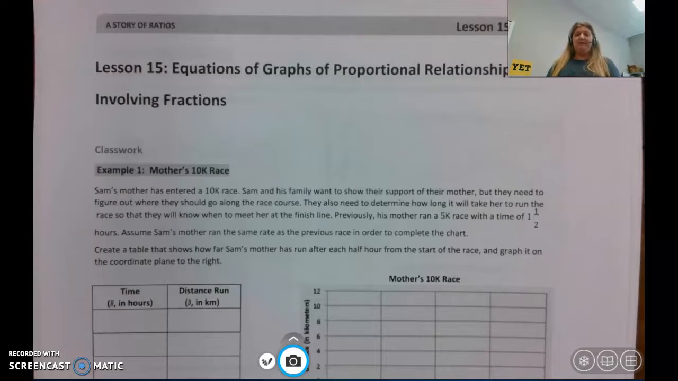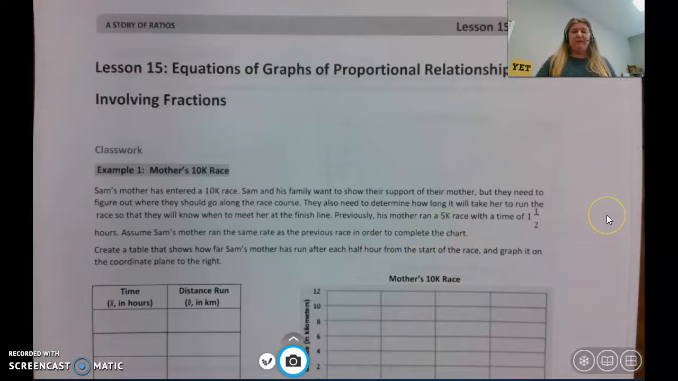Sam's mother had entered a 10K race. Sam and his family want to show their support of their mother, but they need to figure out where they should go along the race course. They also need to determine how long it will take her to run the race, so that they will know when to meet her at the finish line.